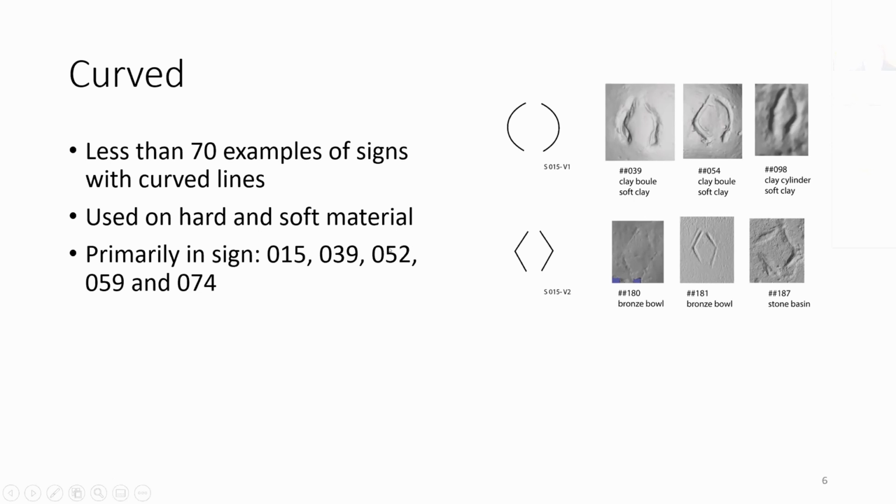And we can find these examples of curved strokes mostly in relation to these signs, so 15, 39, 52, 59, and 74. And the similarity that they have is that they have at least one long line with a change in direction. But here I have to say that they can also be executed with a linear composite stroke, as we will see later on, or with two separate, just normal linear strokes like we can see here with the variant 2.